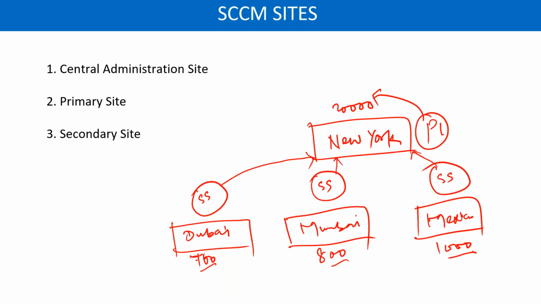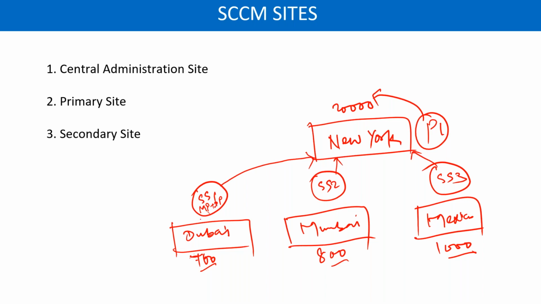So now how many devices? Only 3. Previously 2,000 devices were communicating to New York. Now only 3 devices, secondary site 1, secondary site 2, and secondary site 3, are pointing to this one. Now a secondary site is a child site of the primary. We have a management point and a distribution point, which I will discuss. What are these two things?